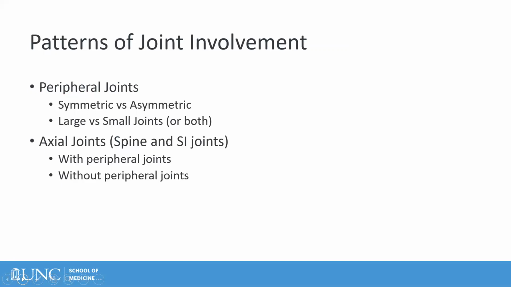And then involvement of the axial joints, so the spine, cervical, thoracic, lumbosacral spine, and the sacroiliac joints. And there may be axial joint disease, such as in ankylosing spondylitis, but there may also be axial joint disease with peripheral joints, and so some patients with spondyloarthropathies may have peripheral joint involvement also. So again, is there involvement of the axial skeleton plus or minus involvement of the peripheral joints? Again, that's another thing that's going to help you categorize your patients with joint pain.